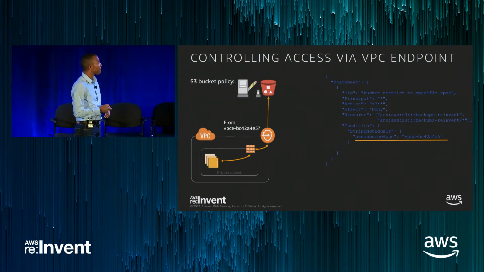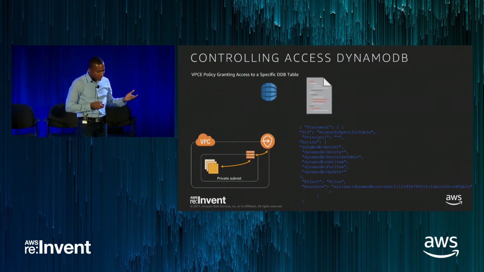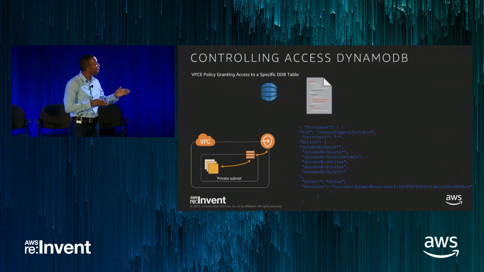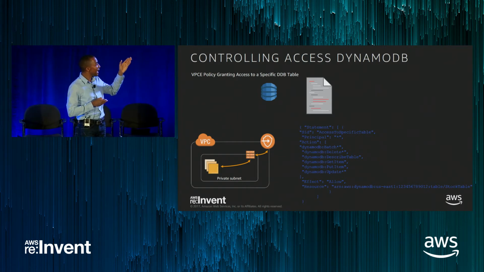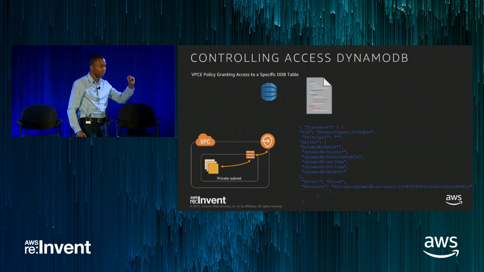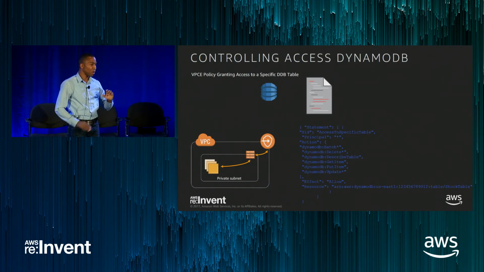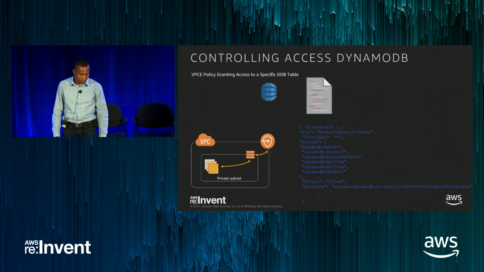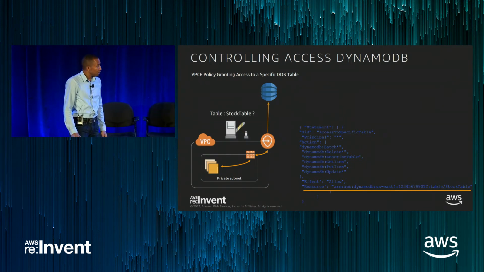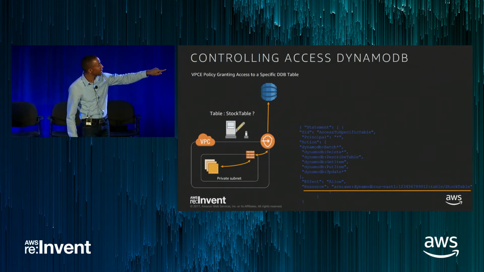What do I mean by that? And let's use DynamoDB as an example. I can create a VPC endpoint policy that says all traffic going through this endpoint only has access to a specific bucket, or in the case of DynamoDB, a specific table. All other traffic is denied. And as you can see there, within the resource ID, I have the table identified.